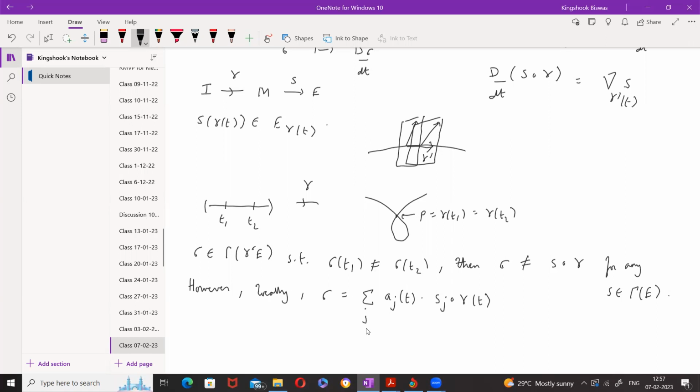Yes, sir. See, why do I want to write it in this form? Because after that, I can use the linearity and the Leibniz rule and the compatibility with the connection Nabla. These properties will uniquely determine my covariant derivative D dt of sigma. Do you understand? Once I've written it in this form, then the compatibility with Nabla will uniquely determine D dt of sigma. Do you understand? So that's what we did here. Right? Okay.